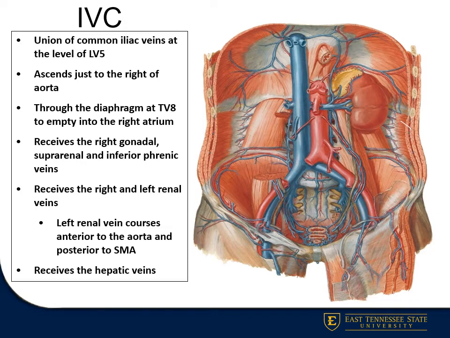And we'll see that. The IVC receives both the right and the left renal veins, and the left renal vein courses anterior to the aorta, usually, and posterior to the superior mesenteric artery. And the IVC also receives the hepatic veins from the liver drainage. You can have an instance, which you may see in lab, where the left renal vein courses posterior to the aorta instead of anterior to the aorta, and that's usually of no clinical significance, but it's called a retroaortic left renal vein. So you may see that anomaly in lab.